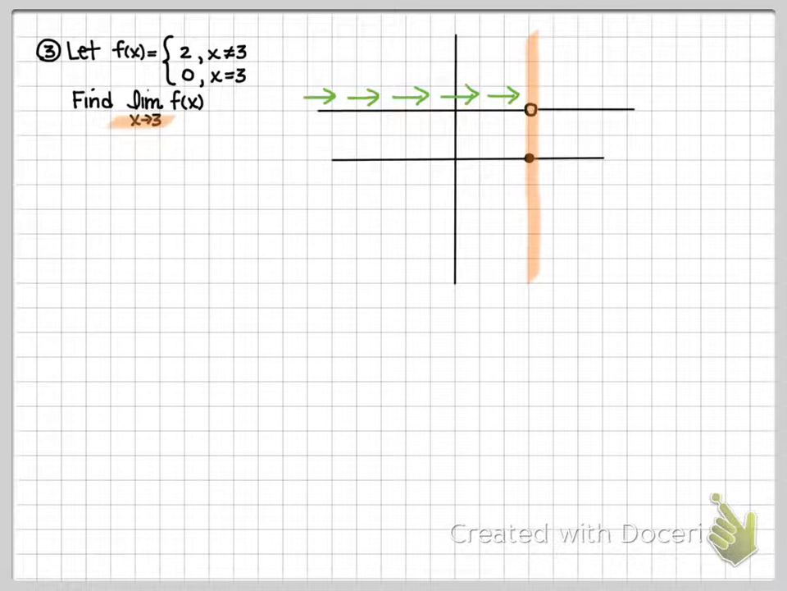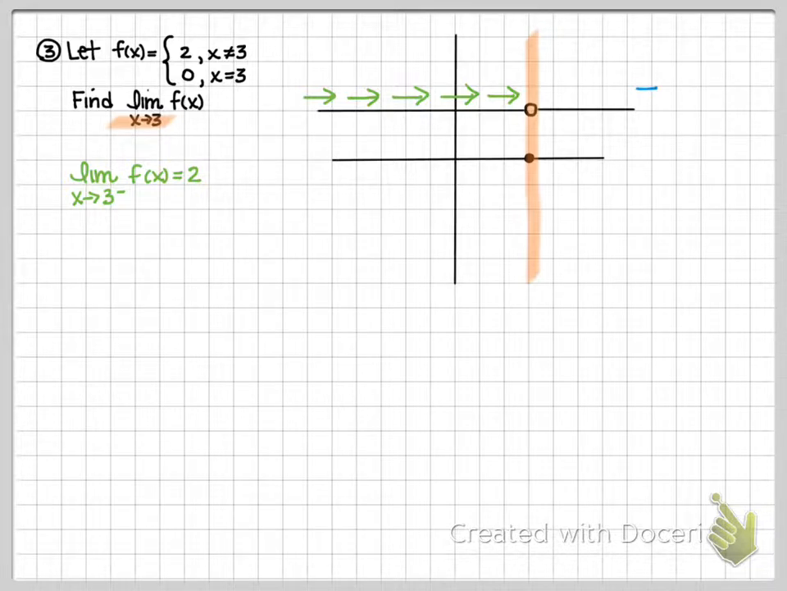So in this case it looks like, as I come in from the left, that I stay consistently at a y value of 2. Now, remember, it's not about getting there, it's about the approach. So I am approaching 2 from the left. I do the same thing from the right.